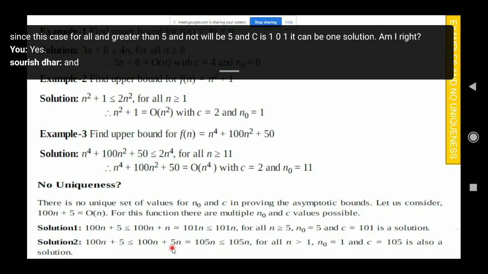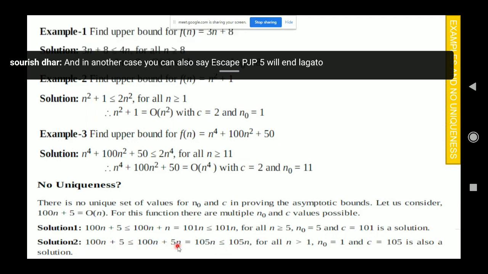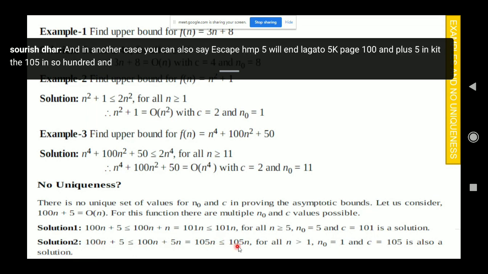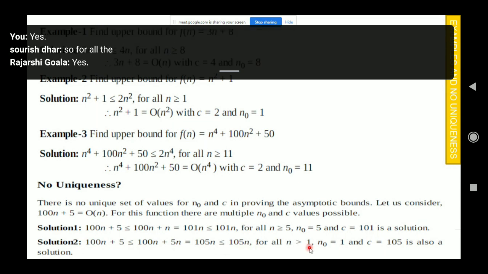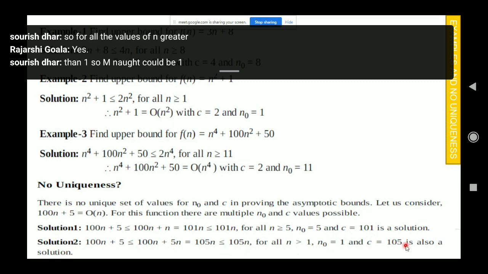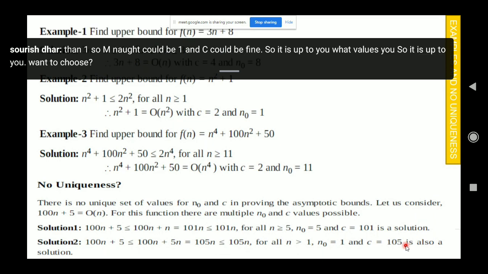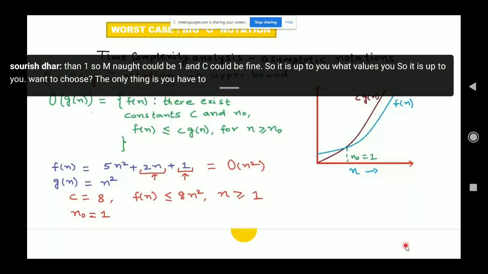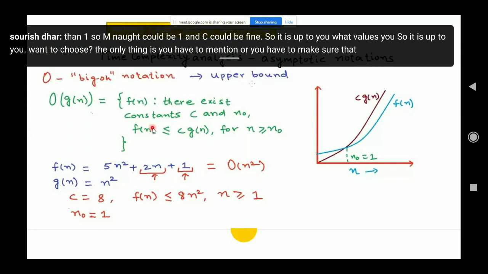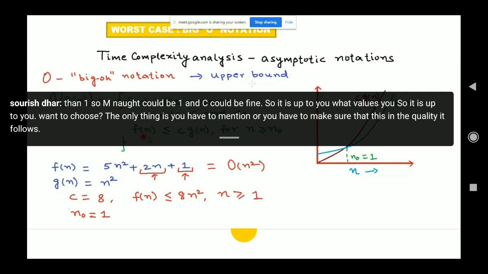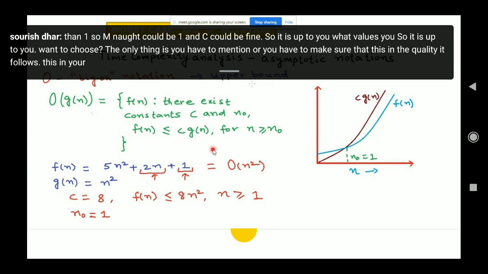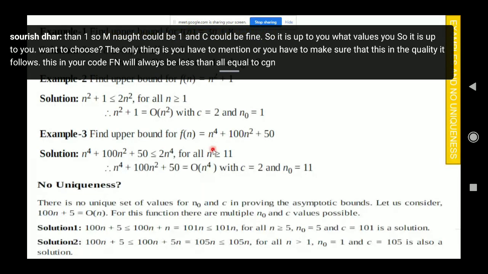And in another case, you can also say, इसके पीछे भी 5n लगा दो 5 के पीछे, तो 100n plus 5n कितना हुआ? 105n. So 100n plus 5 will always be less than or equal to 105n. Am I right? So for all values of n greater than 1, n naught could be 1 and c could be 105. So it is up to you what values you want to choose. The only thing is you have to make sure that this inequality holds: fn will always be less than or equal to cgn, and you have to find c and n naught. That's it.